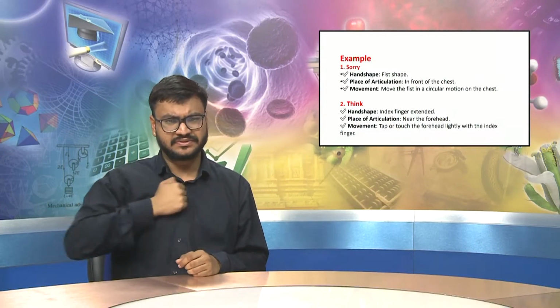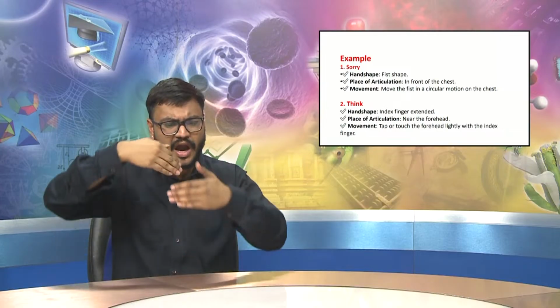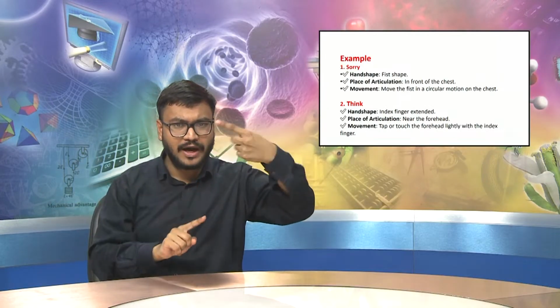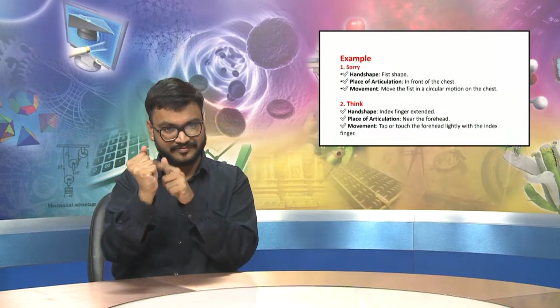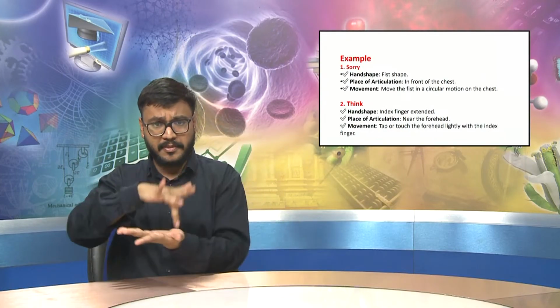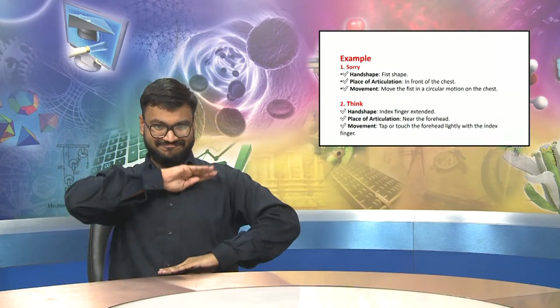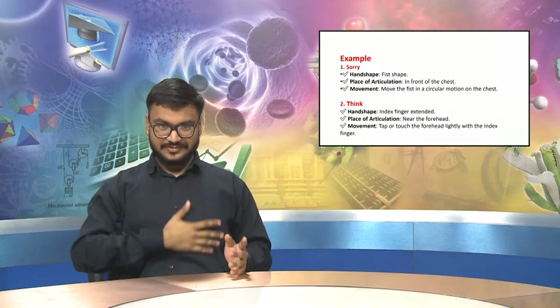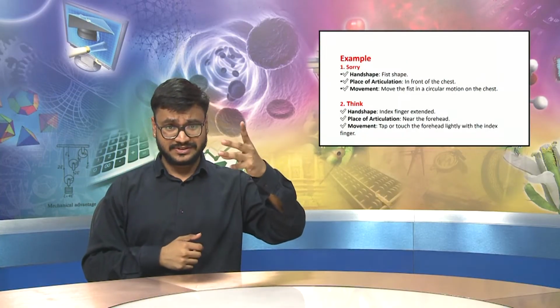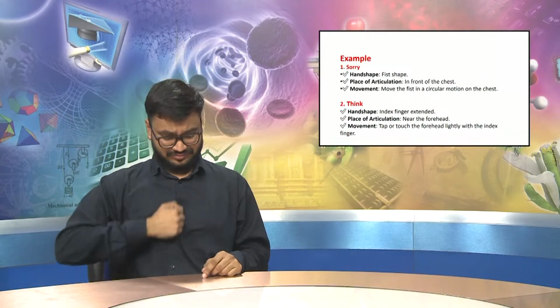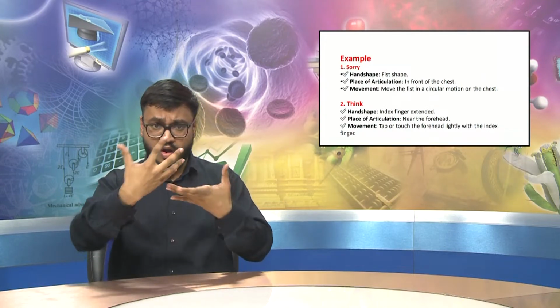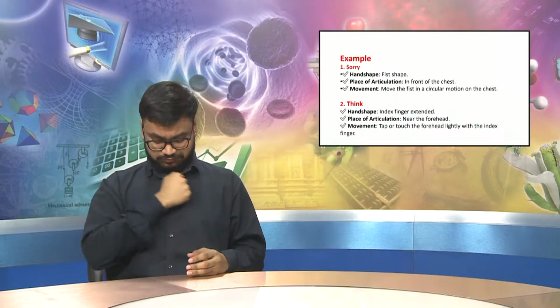More examples. Sorry. In sorry, the handshape is a fist. Place of articulation is in front of the chest. Movement: move the fist in a circular motion on the chest.